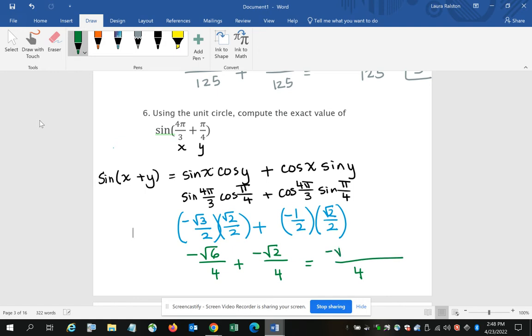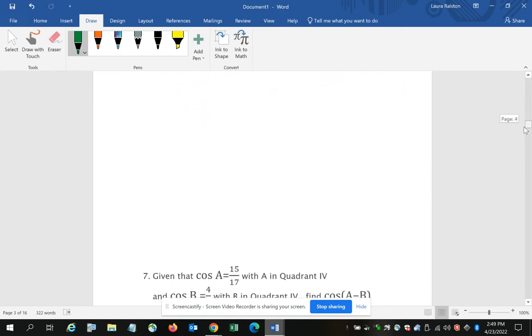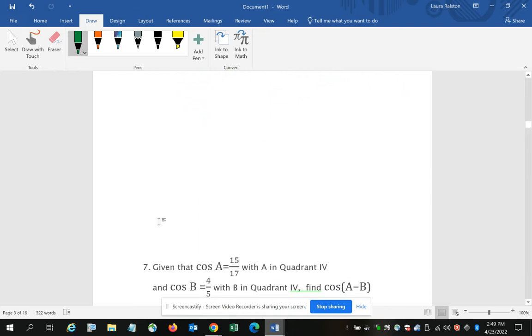So you have negative square root 6 plus negative, or minus, square root 2. The answer would be negative square root 6 minus square root 2, all divided by 4. That was a little bit easier because you're using the unit circle. Okay. Now, let's go to number 7.